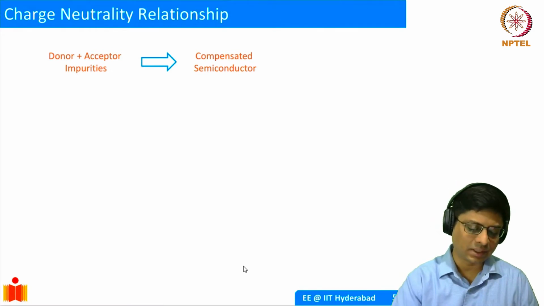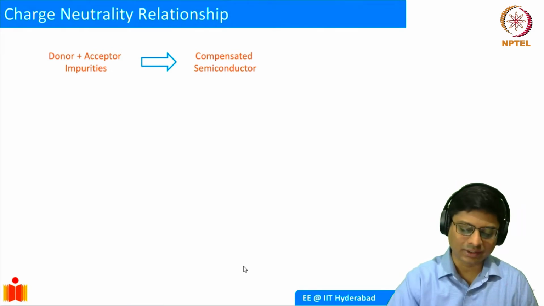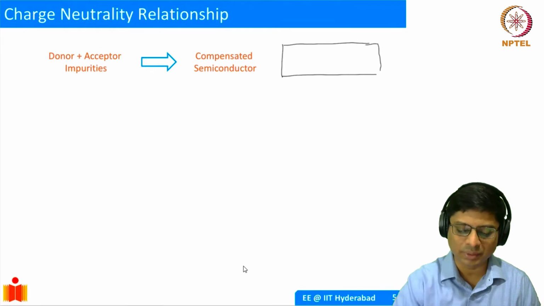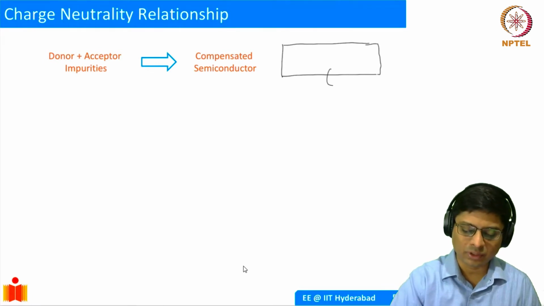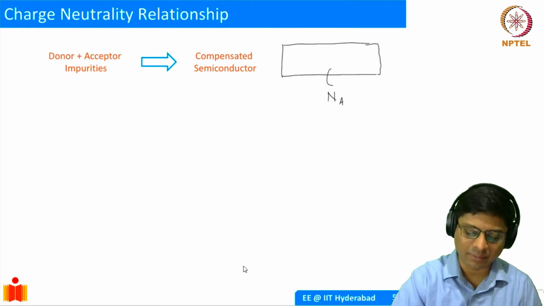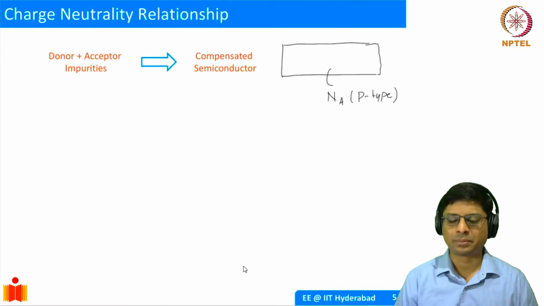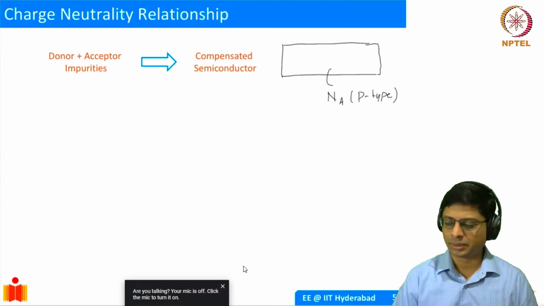Well, for example, take a semiconductor. Generally, we don't work with intrinsic semiconductors. We have a starting doping, let's say a background doping of Na. Okay, we have a p-type semiconductor initially. I'm just representing it as a block.